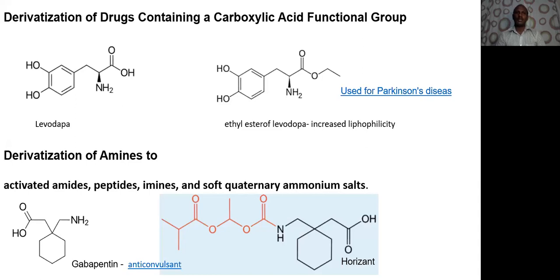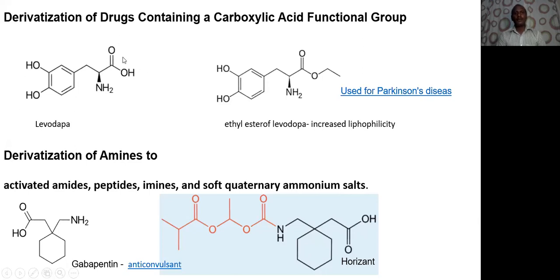So what I do, since the hydroxyl group and carboxyl group are present, is convert levodopa into the ethyl ester of levodopa, and this is a prodrug. This increases the lipophilicity, and it can cross the blood-brain barrier, and you can treat Parkinson's disease. Here you see that the carboxylic group is converted into an ester functional group.